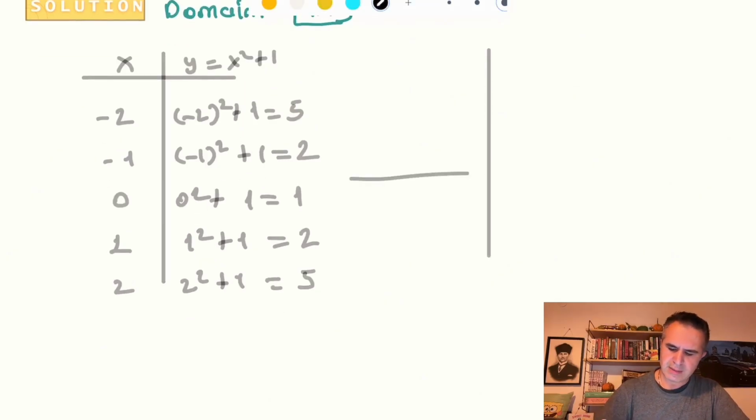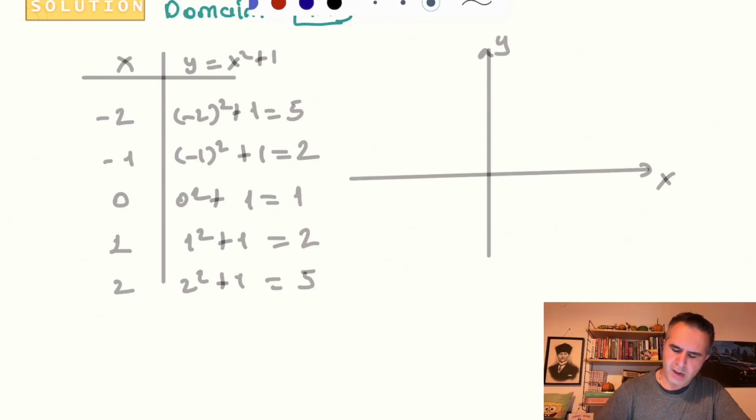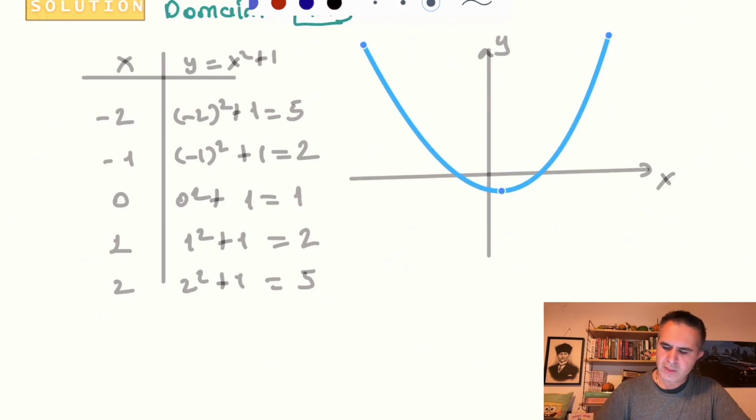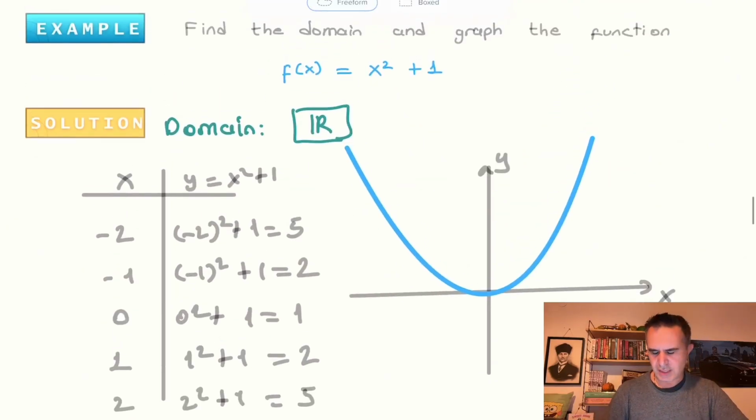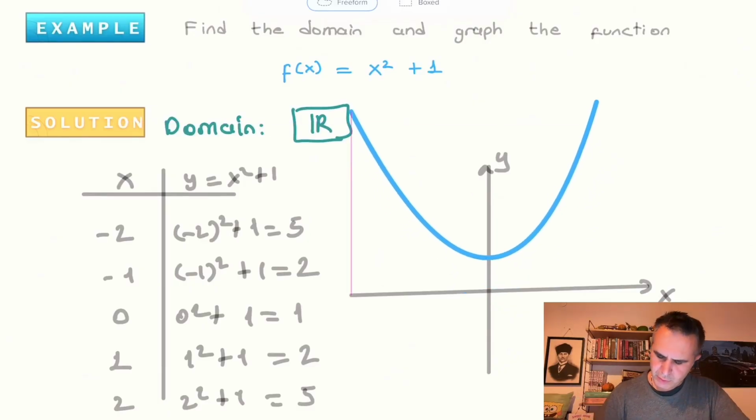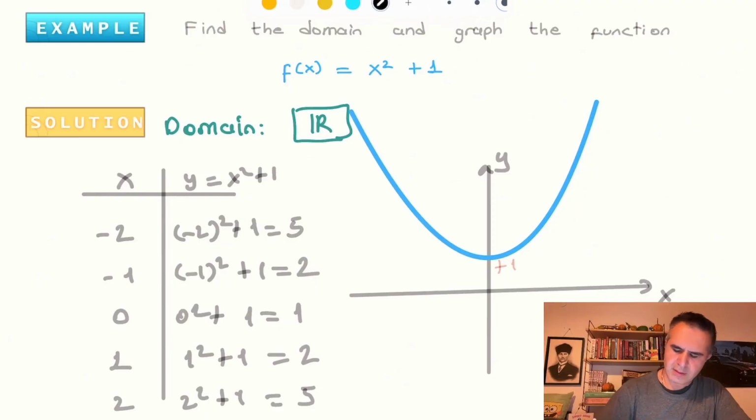And let's draw the graph. This is the y-axis, this is the x-axis. You should know the graph of y equals x squared. This is the graph of y equals x squared. And if you shift this point up to here, plus 1, this is now y equals x squared plus 1.